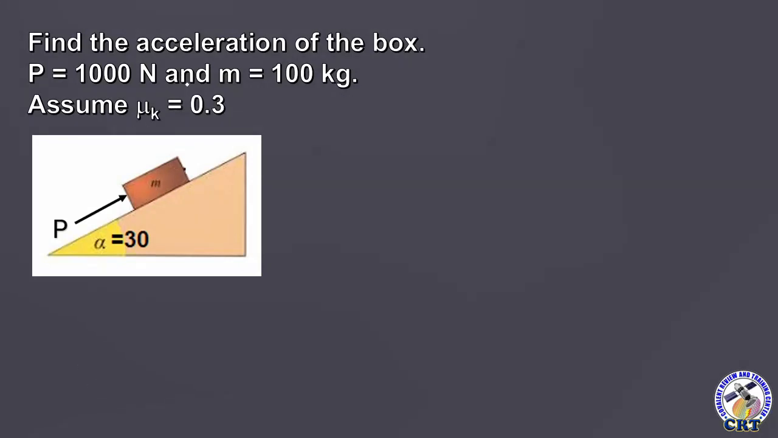Example number 2, find the acceleration of the box if P equals 1,000 Newton and M equals 100 kilograms. Assume the coefficient of kinetic friction equals 0.3. This is the same with the previous example, but this time, the surface has a kinetic friction, or coefficient of kinetic friction, which is 0.3.